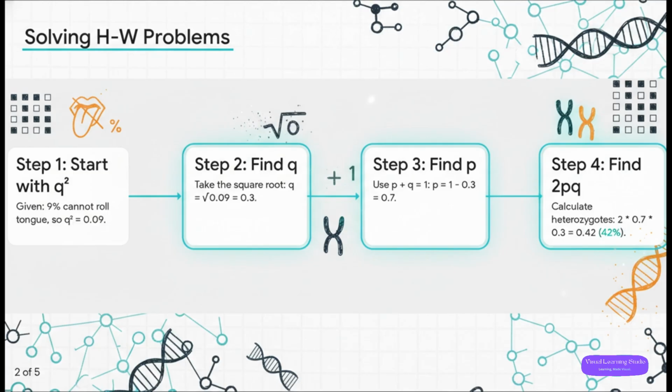And finally, step 4, we calculate the heterozygotes with 2pq. So that's 2 times 0.7 times 0.3, which gives us 0.42. So 42% of the population are heterozygotes. See, not scary math at all, just a simple little puzzle.